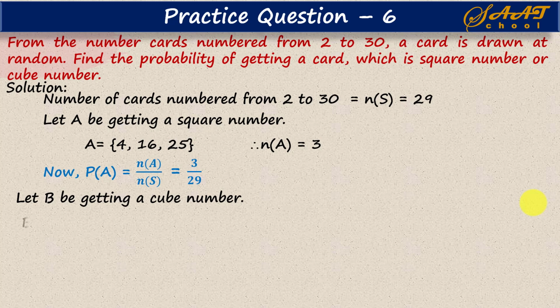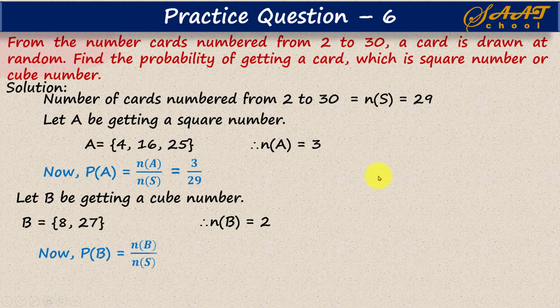We have cube numbers which are 8 and 27. So 8 is the cube of 2 and 27 is the cube of 3. In this case NB is equal to 2, meaning there are two outcomes which are cube numbers. Now we have NB and NS, we can find the probability of getting a cube number, that is PB, which is NB by NS. NB is 2 and NS is 29.